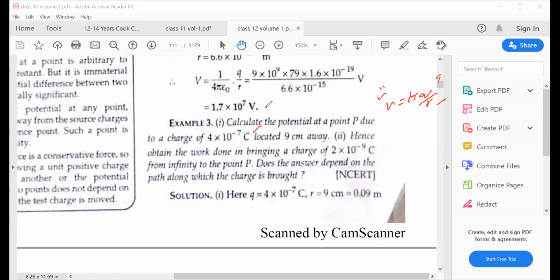Here, 9 is given in centimeters. The charge is 4 into 10 power minus 7, and the K value is 9 into 10 power 9. You missed something. What about others?